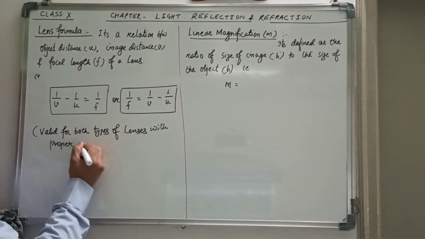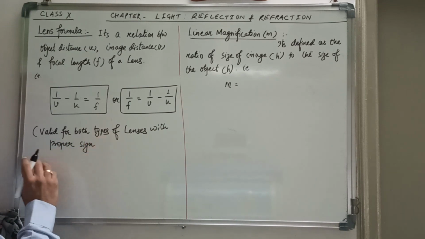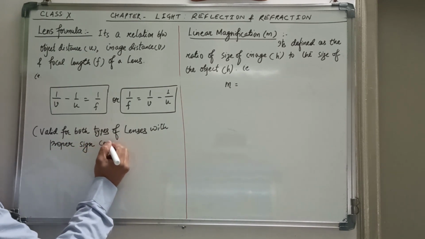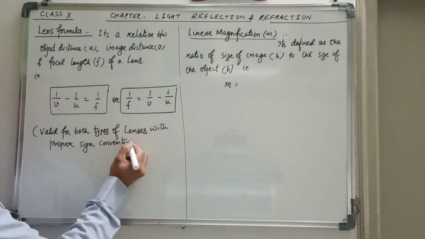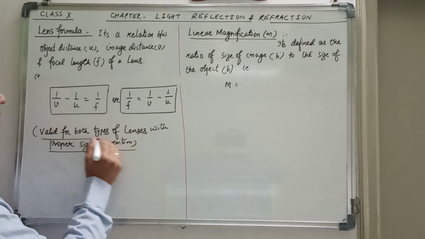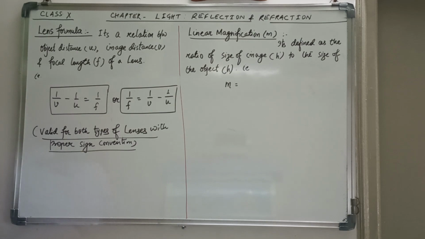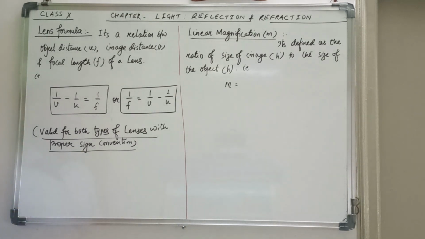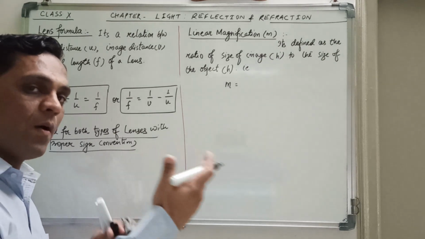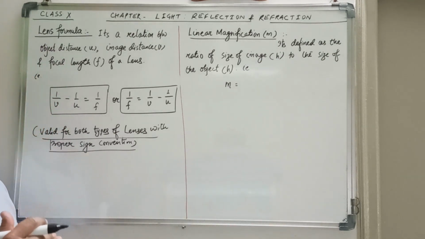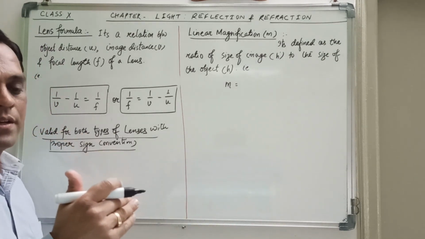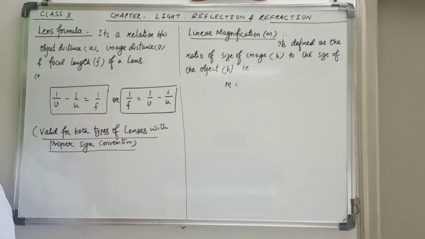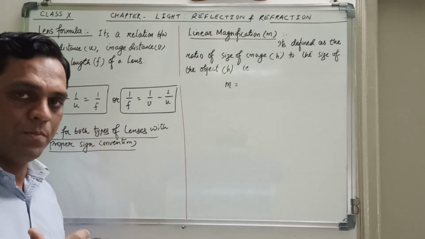You do remember that in the last lecture we have done the sign convention. So this lens formula is valid for convex lens as well as for concave lens. Whenever an object is placed in front of a concave or convex lens, an image is formed by the lens, and that image can be greater than the object, smaller than the object, or equal to the size of the object.